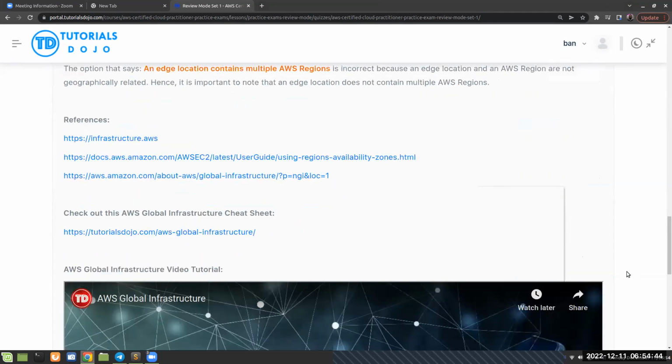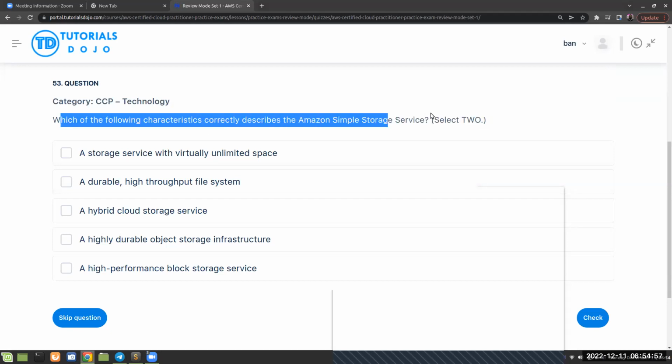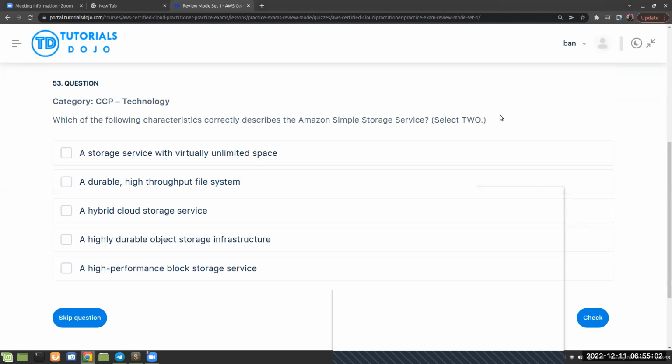Okay, let's go to the next question, which is for Kinyui. Which of the following characteristics correctly describe the Amazon Simple Storage Service? Select 2. It's a storage service with virtually unlimited space, A, and a highly durable object storage infrastructure, D. Okay. Those are the two.